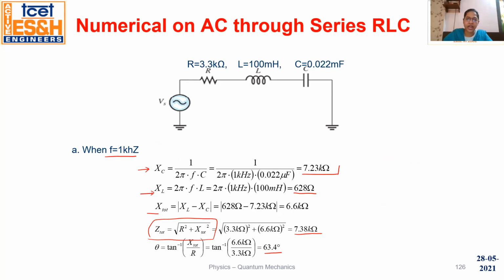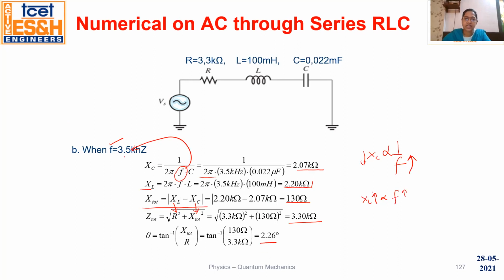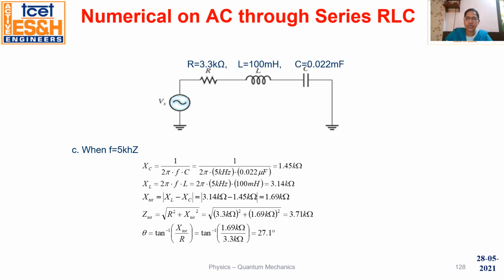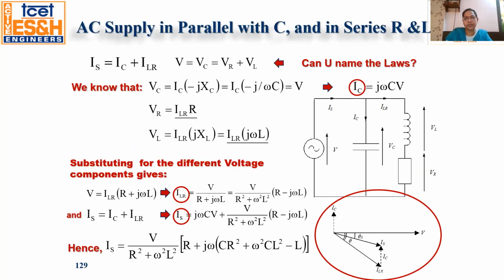When we have the frequency of 1 kilohertz, the total reactance is 6.6 kilo ohm. Whereas when we increase our frequency, the total reactance also decreases, here only 130. But here you see it is 6.6 kilo ohm. So when you change the frequency, XL and XC change, whereas R is independent of the frequency. Now, this is the parallel RLC circuit.